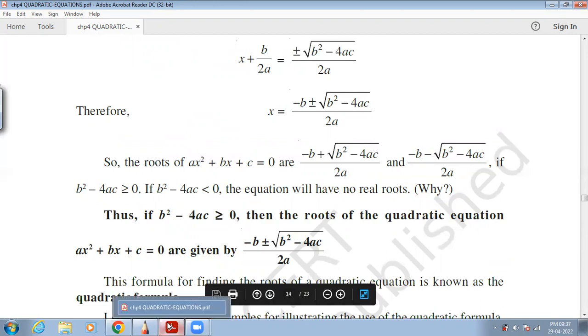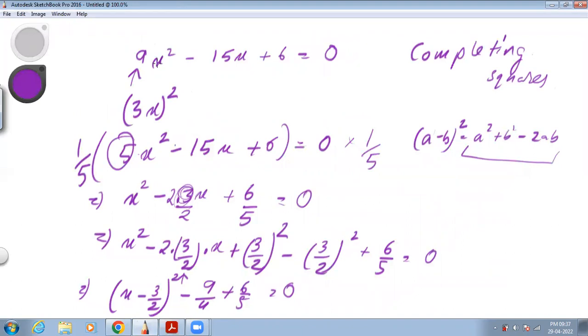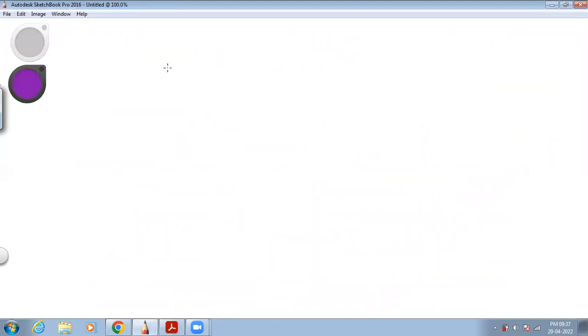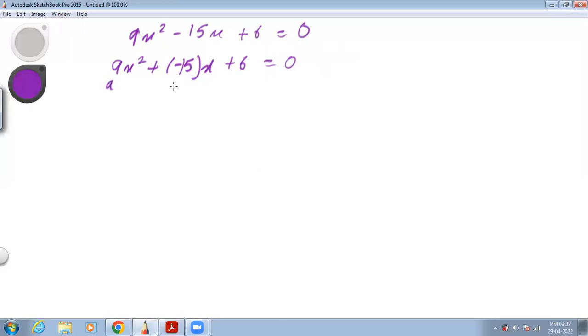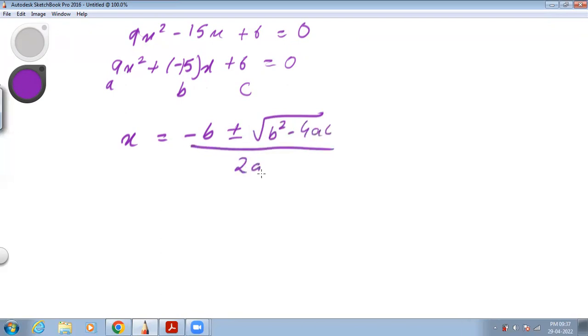Like for example, this was our equation, 9x square minus 15x plus 6 equals 0. So write it in standard form: 9x square plus minus 15x plus 6 equals 0. So now this is a, this is b, and this is c, right? Therefore the roots of the polynomial are going to be minus b plus minus root over b square minus 4ac, whole divided by 2a.